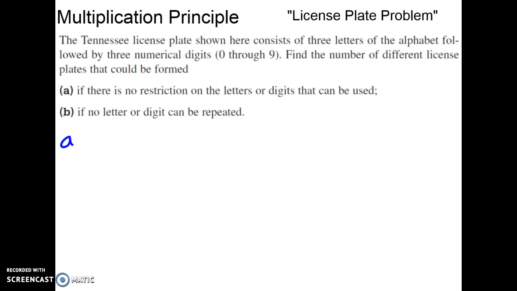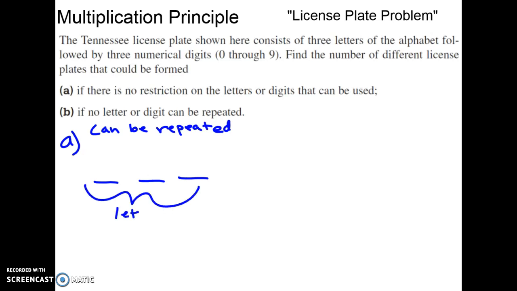Okay, so A, this is can be repeated. So we have 3 spaces, and these are all going to be letters. And then we have 3 spaces, and these are all going to be numbers.